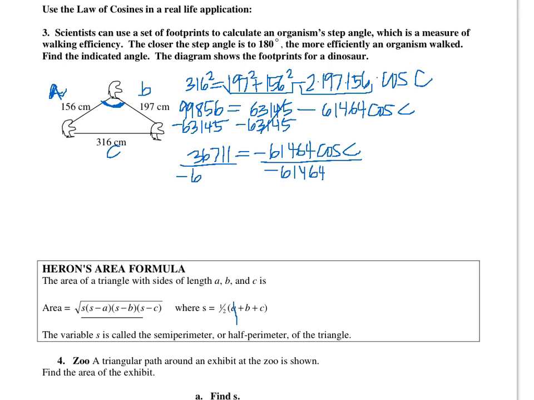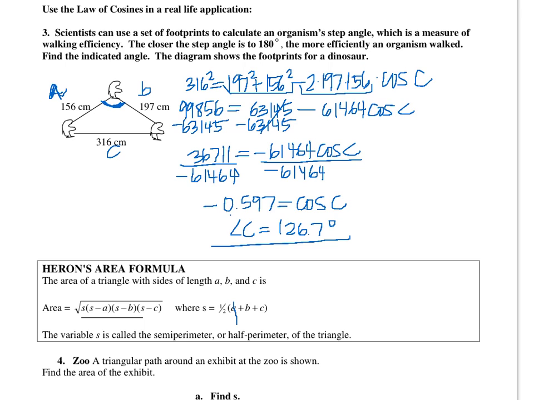When I divide by negative 61,464, what I get as a decimal is negative point, and I'm going to go 3 places because rounding wise didn't work so well, 597, and I'd like it as accurate as I can. So I'm just going to go one more place, and going one more place will never hurt. If I inverse cosine the negative 0.597, what I get is that angle C is 126.7 degrees.